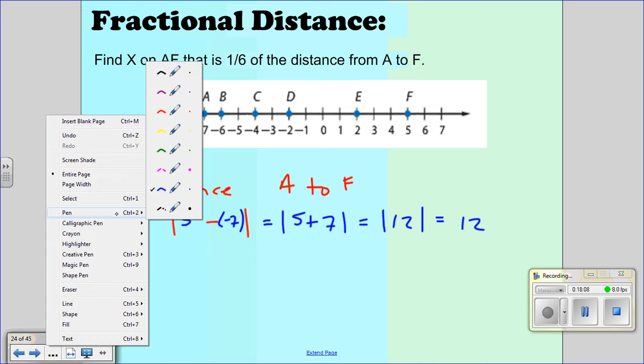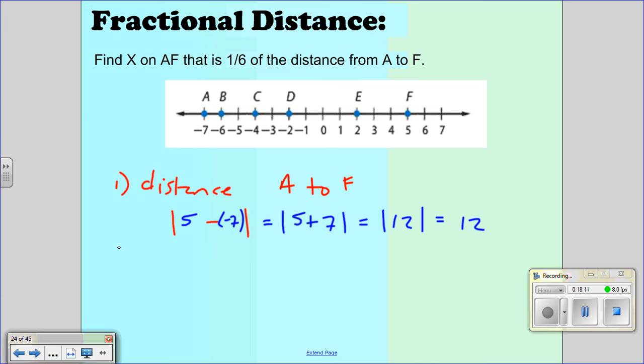The second step is to take that distance times the fraction in the problem. And the fraction in the problem is 1/6. So 1/6 times 12. And you could grab your calculator to do this multiplication, but I'm going to do it by hand. It's a little faster for me. So it would end up being 12/6, which ends up being 2.